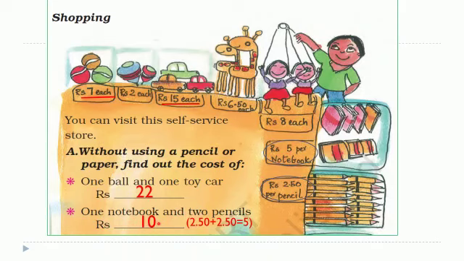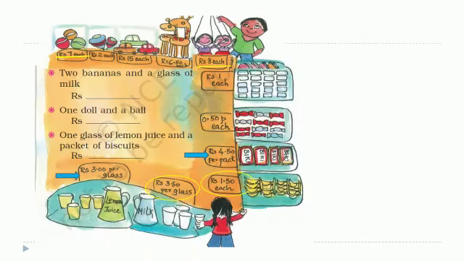It is rupees 10. Now you see they have given 2 bananas and a glass of milk. Now first we have to find the cost of 2 bananas. Now here they have given 1 rupee and 50 paise. So we have to add 1 rupee and 50 paise 2 times. See here. So 1 plus 1 is 2 and 50 plus 50 is again 1 rupee. So 2 plus 1 rupee is 3 rupees. So 2 bananas we get for 3 rupees.